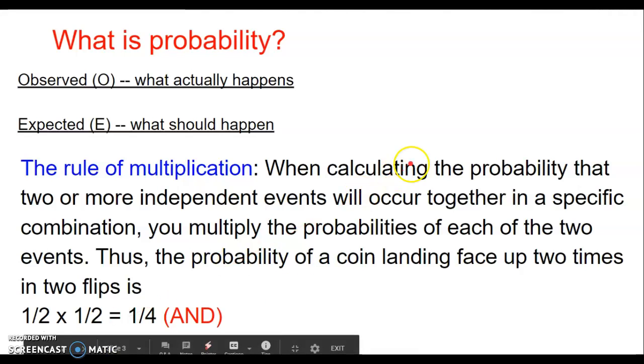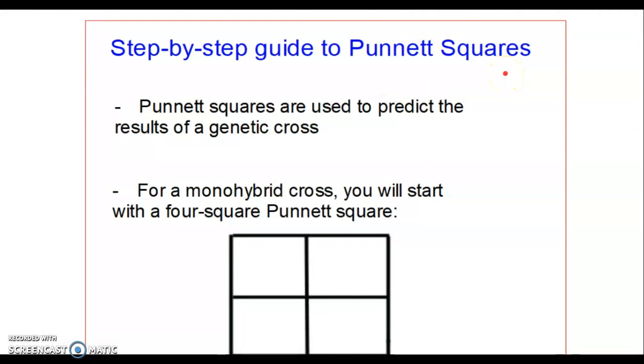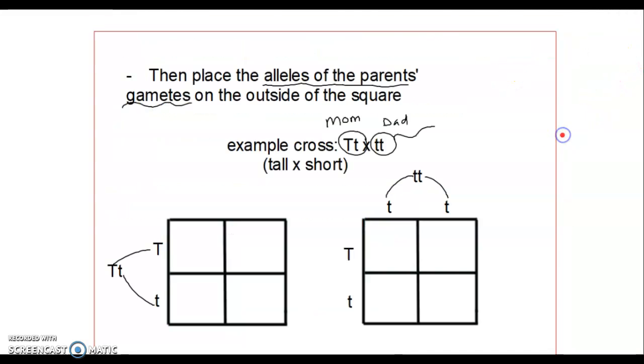In genetics, one way to try to figure out or predict the results of a genetic cross, if things are simple, they're not always simple, but in biology we're going to use some simple examples, you can use something called a Punnett square, and it can be used to predict what might happen. For a monohybrid cross, mono means 1. So for 1 trait, we look at 1 trait at a time. You start with a 4-square Punnett square.